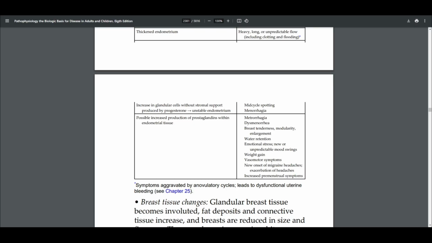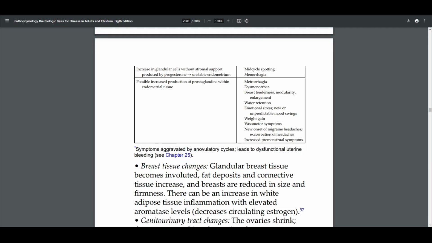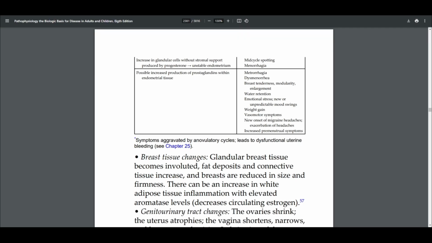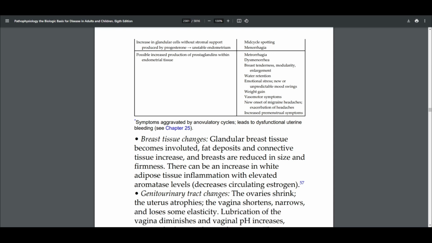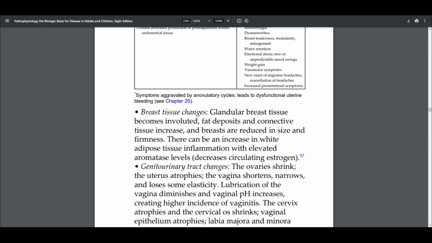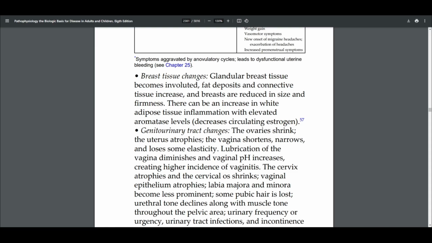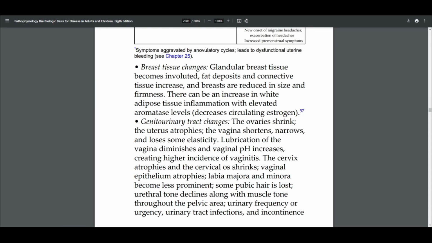Breast tissue changes. Glandular breast tissue becomes involuted. Fat deposits and connective tissue increase, and breasts are reduced in size and firmness. There can be an increase in white adipose tissue inflammation with elevated aromatase levels. The genitourinary tract changes. The ovaries shrink, the uterus atrophies, and the vagina shortens, narrows, and loses some of its elasticity. Lubrication of the vagina diminishes and vaginal pH increases, creating higher incidence of vaginitis. The cervix atrophies and the cervical os shrinks.